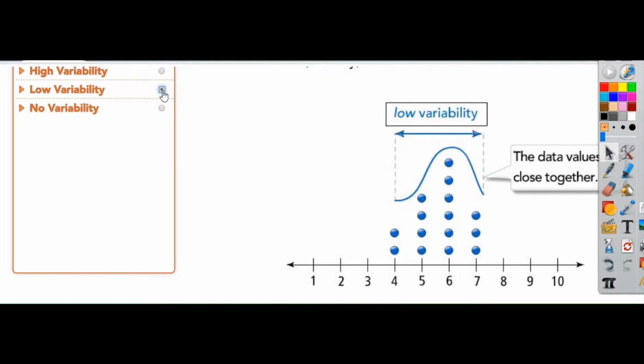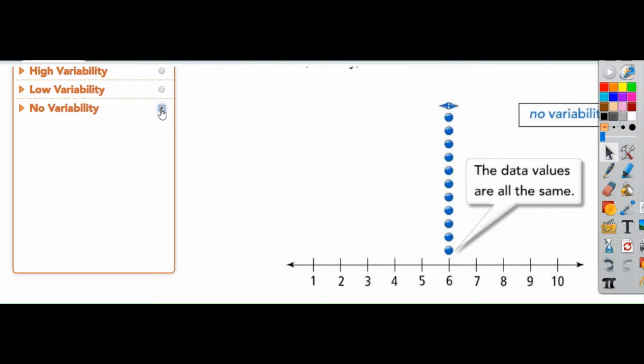Compared to this, which is low variability, the data point values are closer together. So this range is from 4 to 7. Since our data points are closer together, the data points did not vary as much. So we will call this low variability. And then what is no variability? Exactly what it means. That means the data points did not vary. That means everyone scored the exact same score. Every data point value is exactly the same.